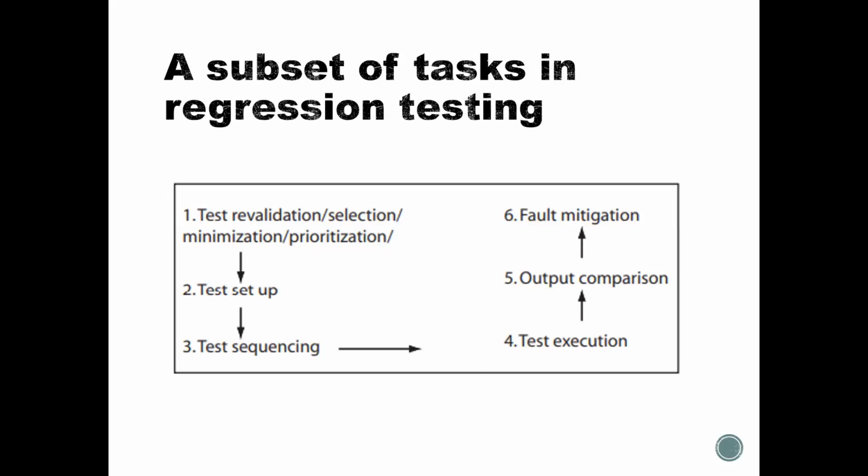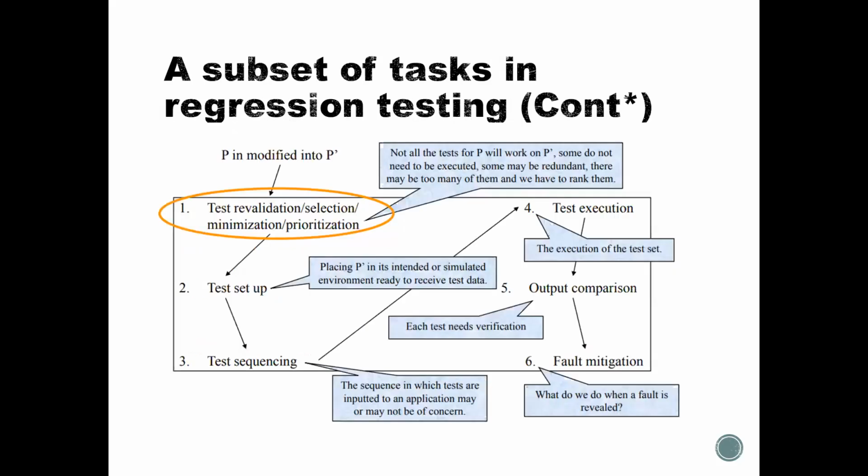Okay, so in regression testing, we have certain subtasks to perform, which has six main steps. The first step is test revalidation, selection, minimization, and prioritization. Then the second is test setup. Then test sequencing, test execution, output comparison, and fault mitigation. Let's see what these things are one by one.